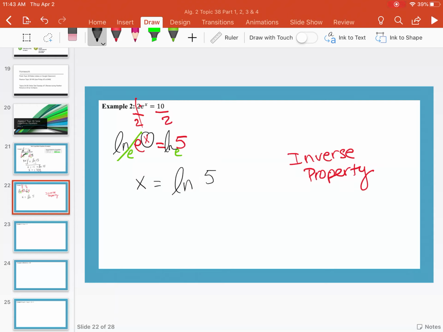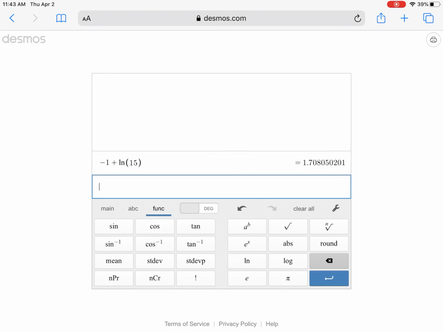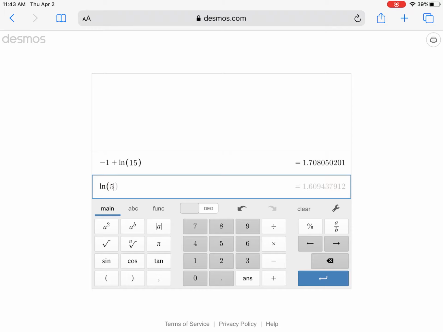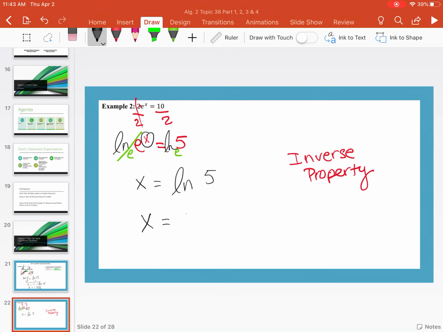Now we can plug this in to our calculator. So the ln of 5 is 1.609. So x is approximately 1.609.